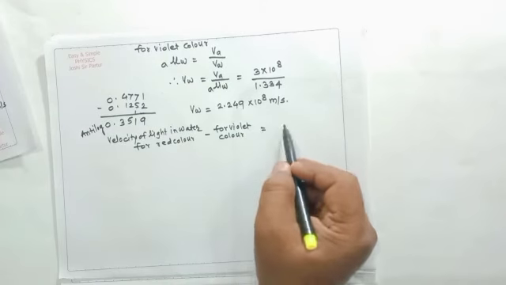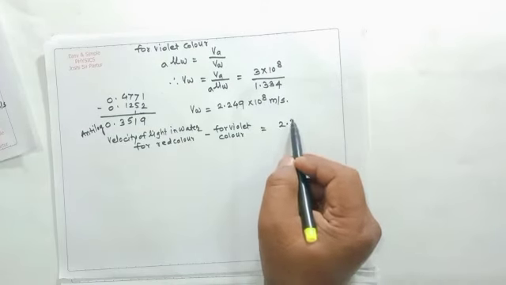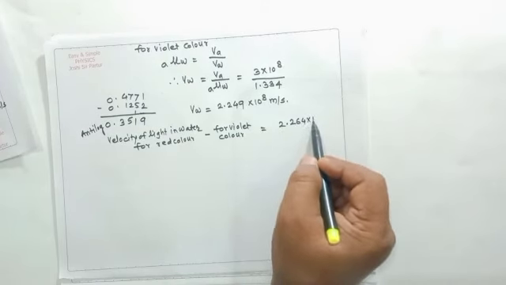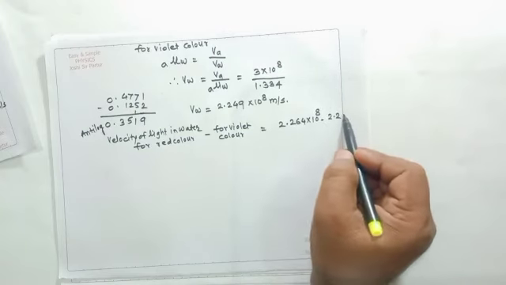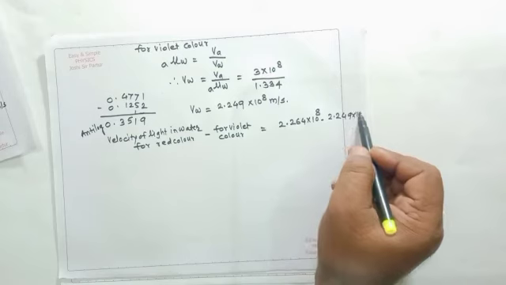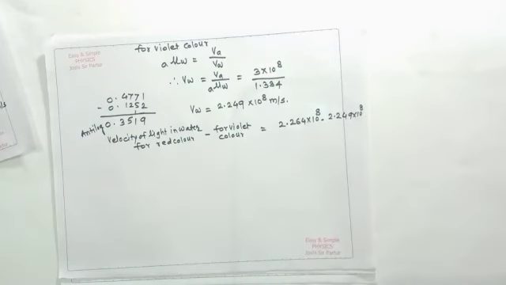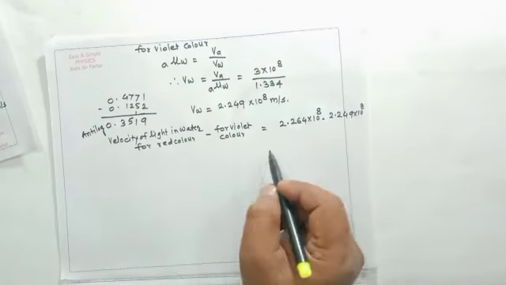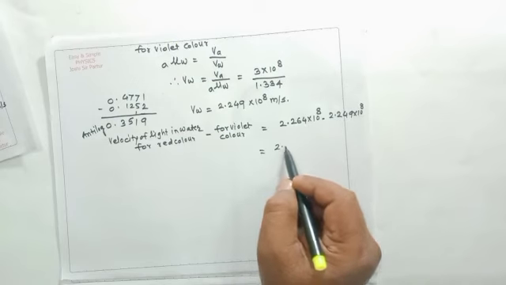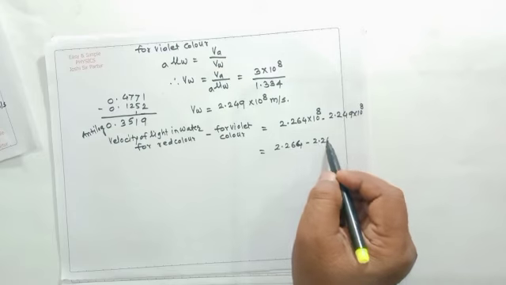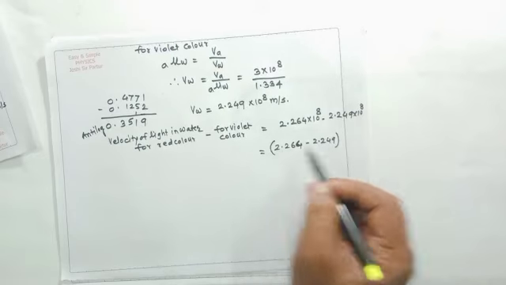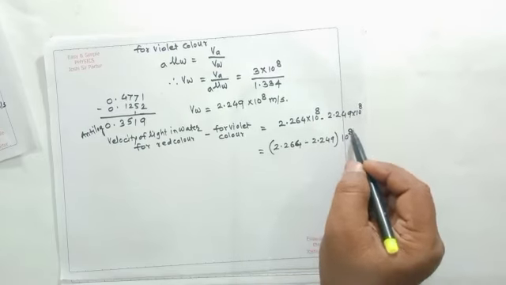It will be 2.264 into 10 raised to 8 minus 2.249 into 10 raised to 8. So what happened? 10 raised to 8 gets common, (2.264 minus 2.249) into 10 raised to power 8.